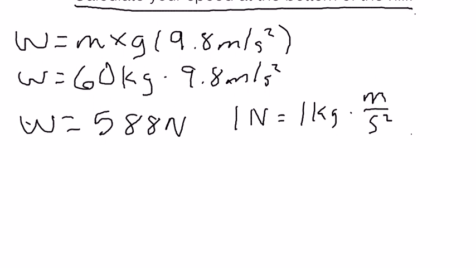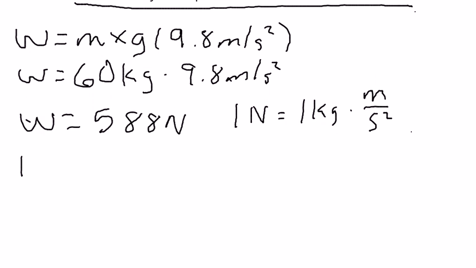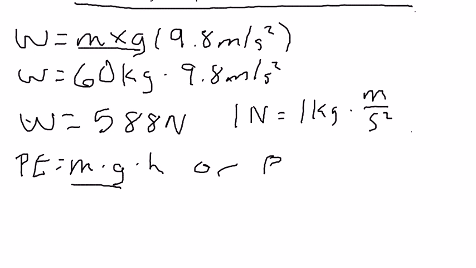So thinking about this, potential energy's formula, PE, is equal to mass times gravity times height. Since this part looks pretty familiar to you guys, which is what we just solved for when we were solving for weight, we can also write this as potential energy is equal to weight times height. So, since we already have the weight, this problem would make a lot more sense for us to use.